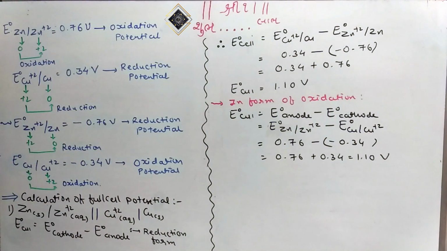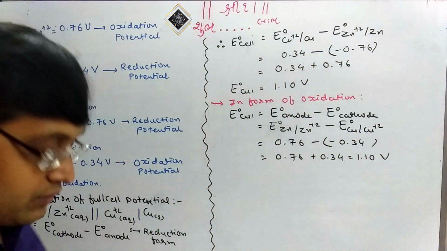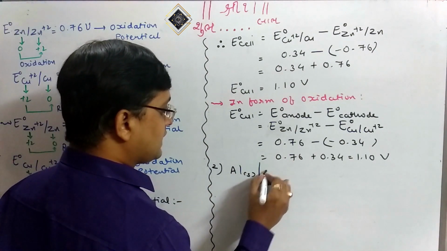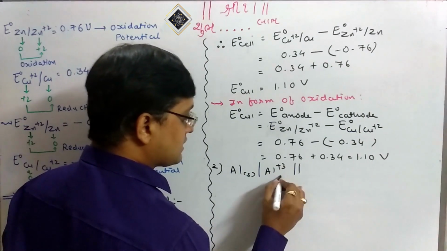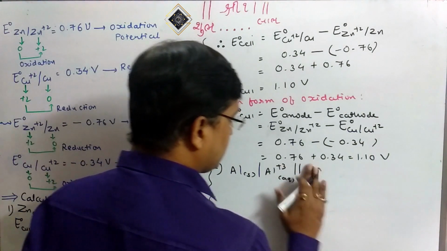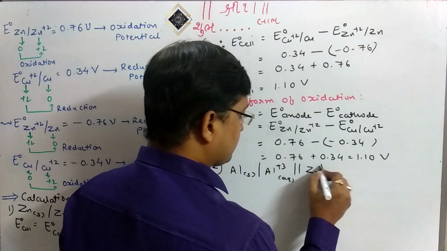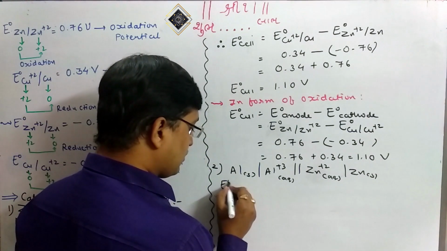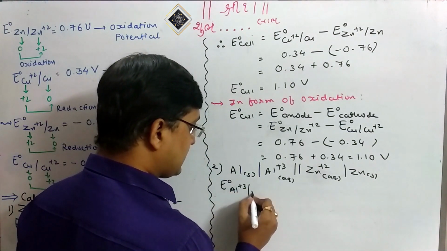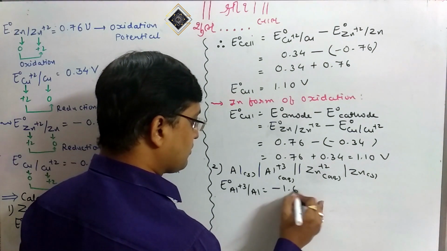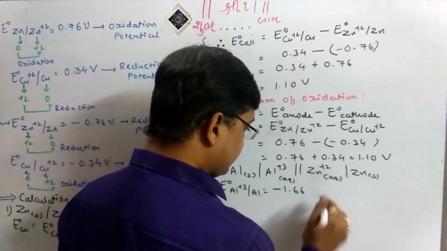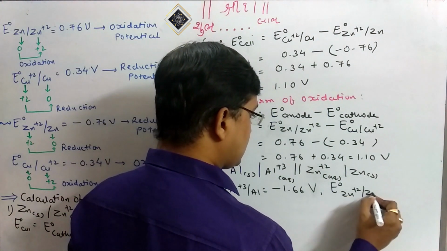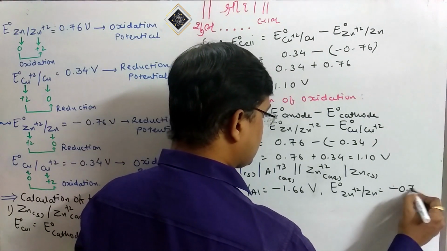Clear? Let's consider a second example to calculate the cell potential of the cell that we have here. Suppose Al solid slash Al plus 3, double slash, Zn plus 2 slash Zn. E0 Al plus 3 slash Al is given as minus 1.66 volt, and E0 Zn plus 2 slash Zn is given as minus 0.76 volt.